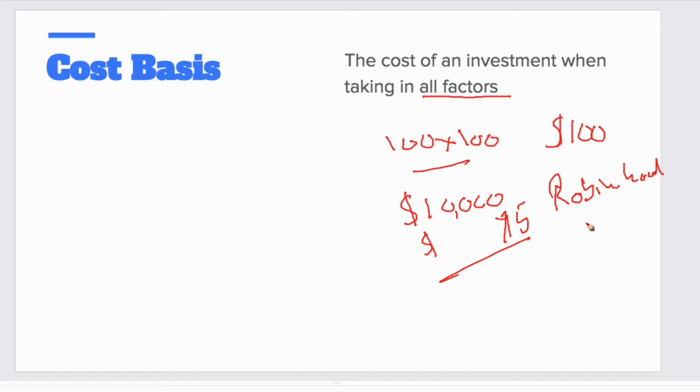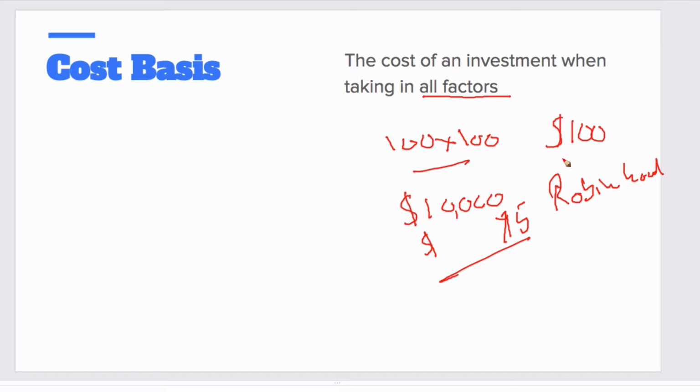Robinhood is app based only. You can't use it on the computer. It's very limited, but it does allow you to buy stock for zero commission. So if you're in a situation where you can only buy like one share of stock right now, Robinhood is a great way to do that with no slippage in your cost basis.